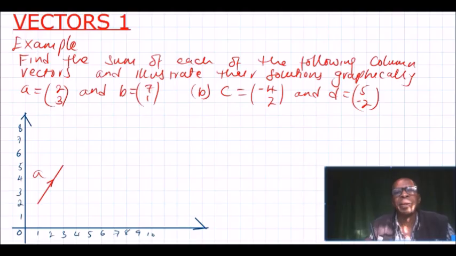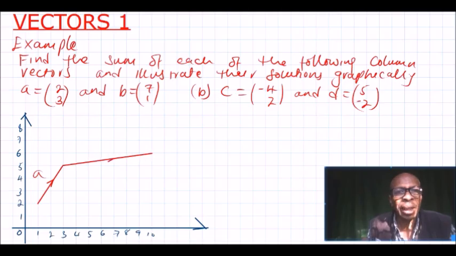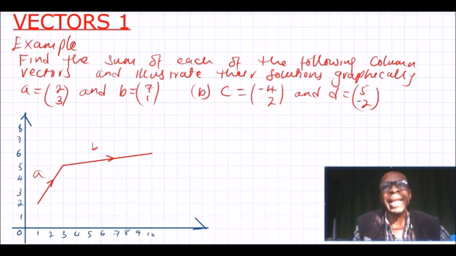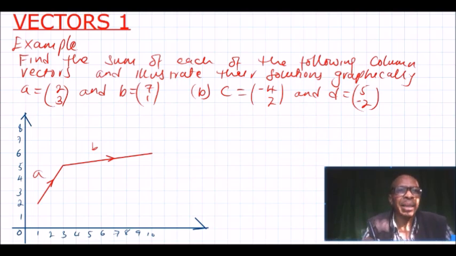Then we have B. It is (7, 1). So we can start our vector here. You draw your vector like this: 1, 2, 3, 4, 5, 6, 7, and 1 unit. So that is our vector B. So to illustrate vector AB, now you come and draw that. So that is our vector AB. So this is our vector A plus B.